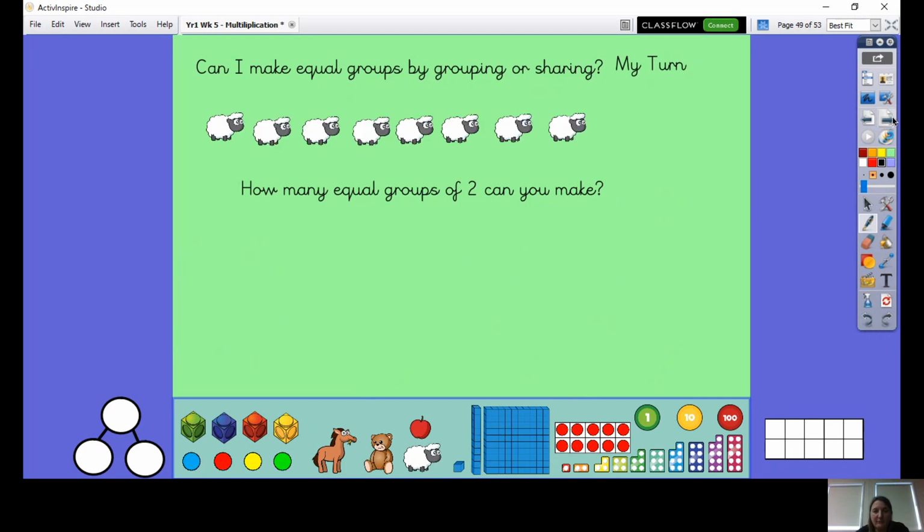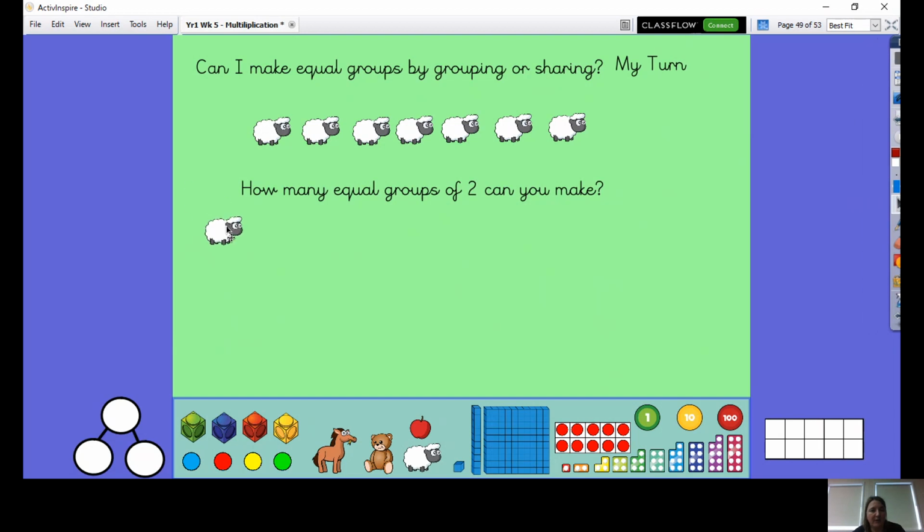Okay. So this is actually your turn. We're going to count how many we've got. 1, 2, 3, 4, 5, 6, 7, 8. So there's 8 sheep. You might want to get 8 of something, 8 pencils, 8 bits of Lego, and then work out how many equal groups of 2 you can make. You're going to put them into 2s. How many groups can you make? You might want to pause the video here and have a go at that.